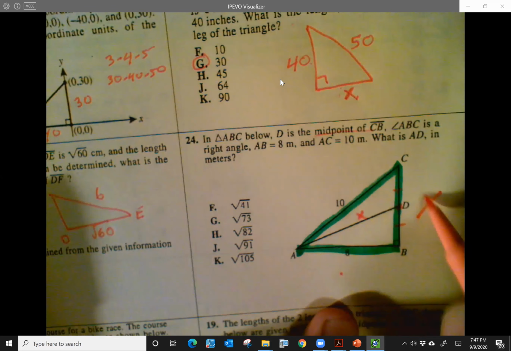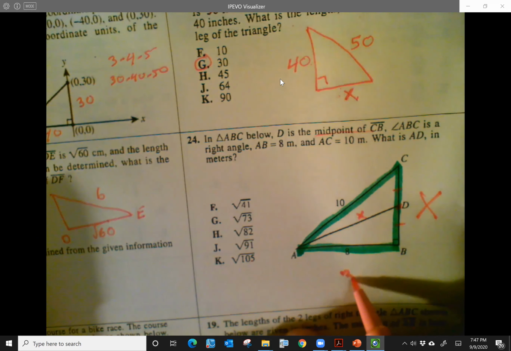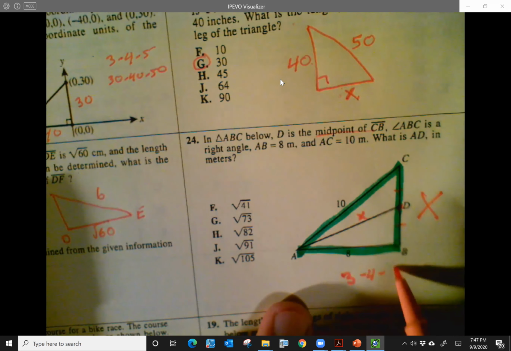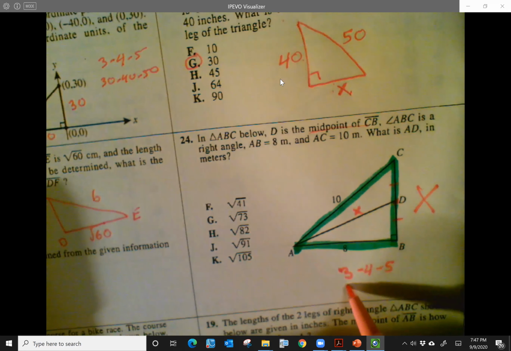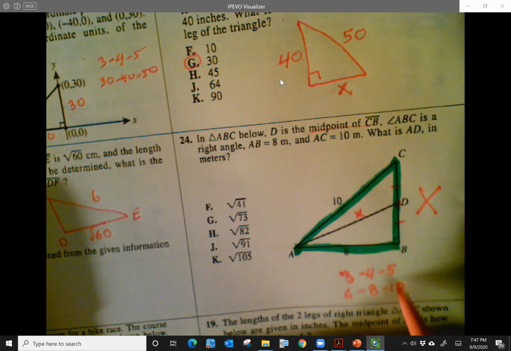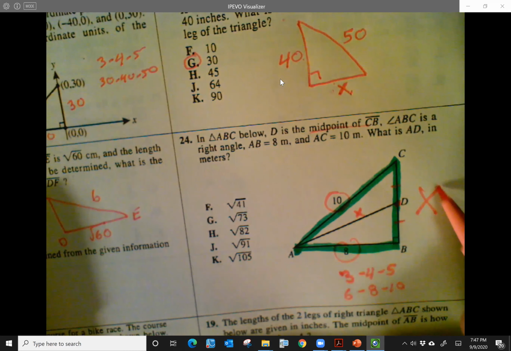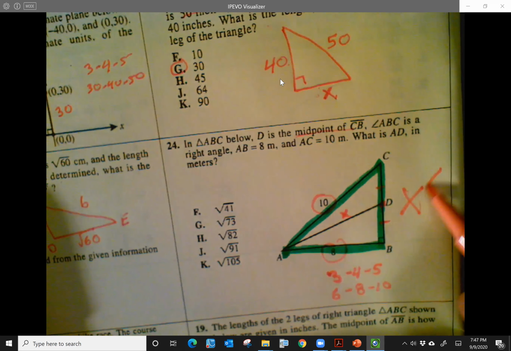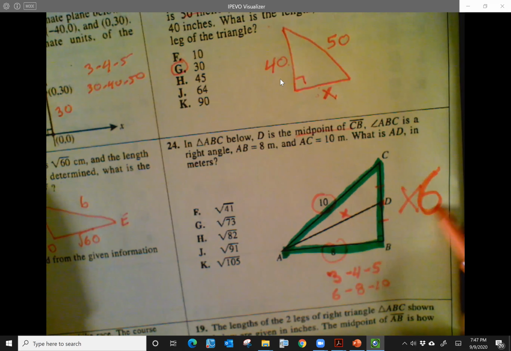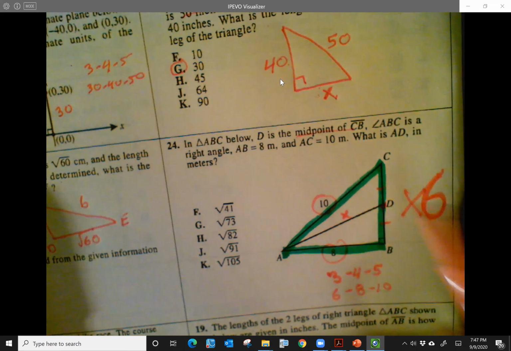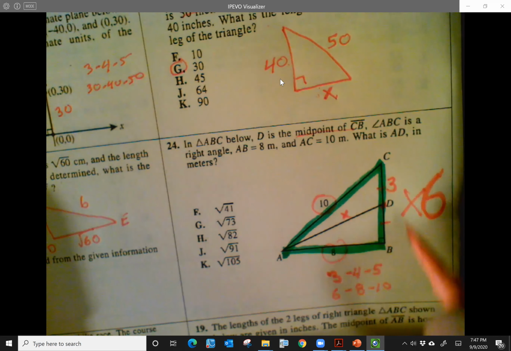This side here's X. I could say, if I were to look at a 3, 4, 5 triple, times them all by 2 would be 6, 8, 10. Do you see the 10 and the 8? So this side here, it must be 6. And if that's the midpoint, then these two sides must be 3.